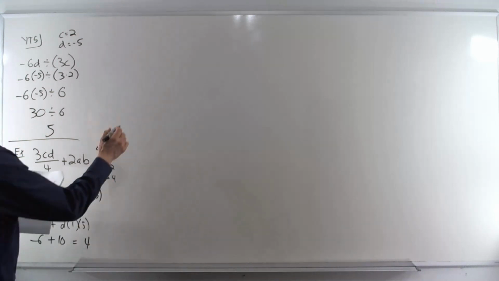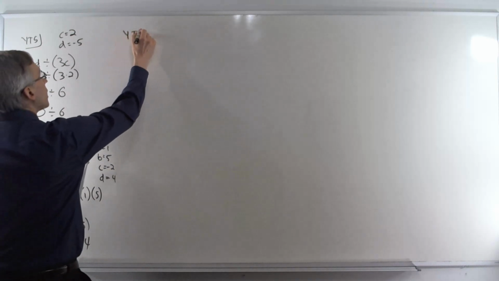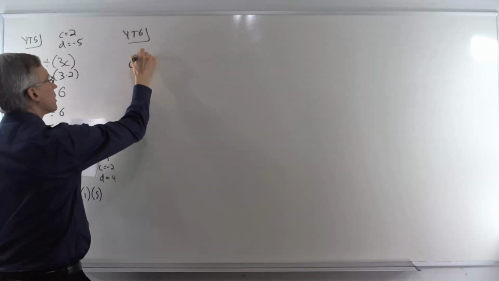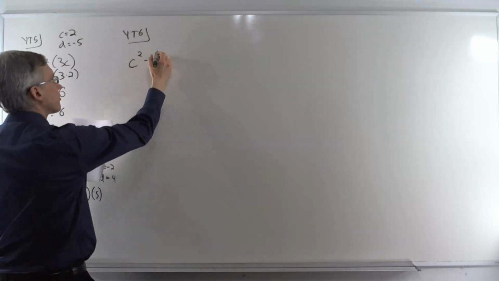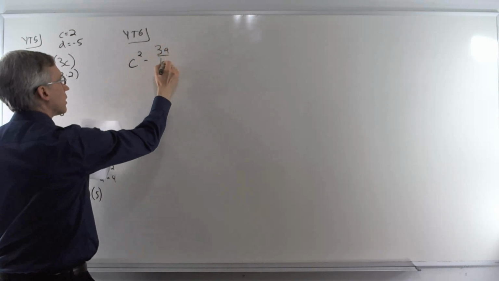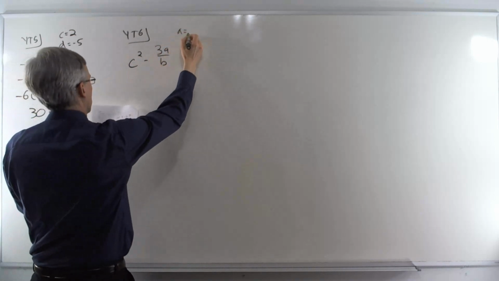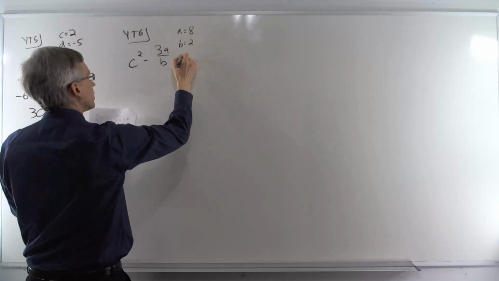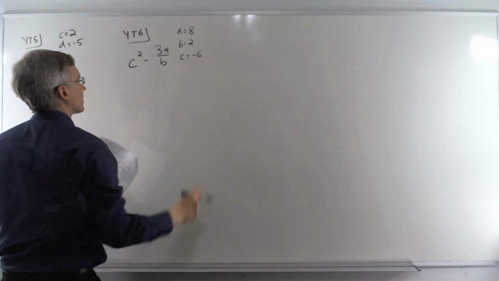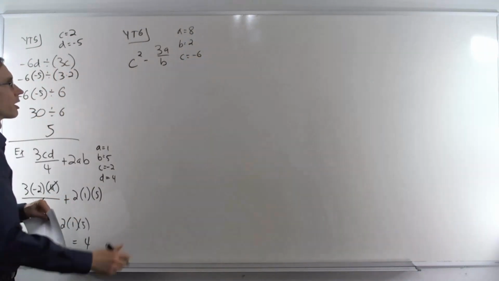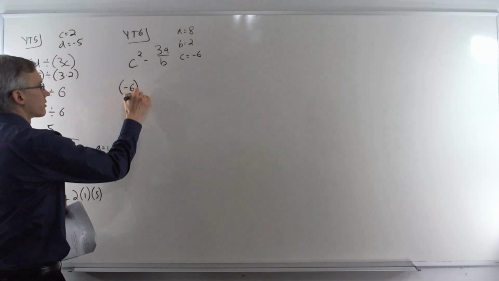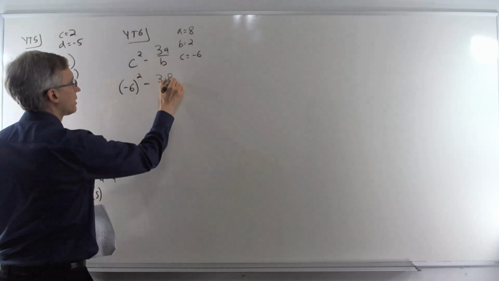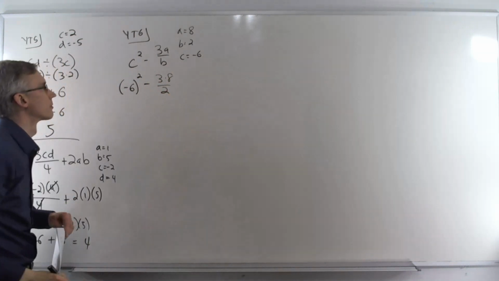Your turn, number 6. c squared minus 3a over b when a equals 8, b equals 2, and c equals negative 6. All right, plugging these in, got a negative value here, so I'm going to put that in parentheses, squared, minus 3 times a, so that's 3 times 8, over b, which is 2.